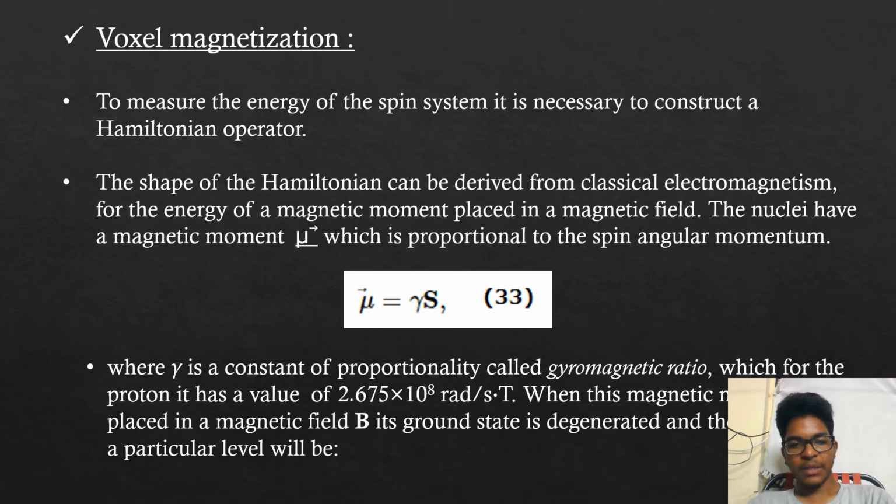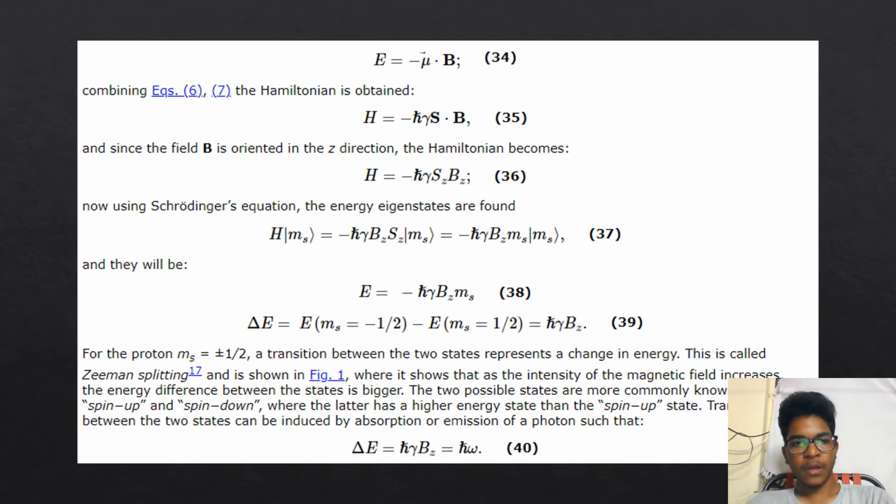Placed in the magnetic field B, the ground state is degenerate with the particular levels. Combining equations 6 and 7, the Hamiltonian is obtained, and since B is oriented in the z direction, the Hamiltonian becomes simpler. Now using Schrodinger's equation, the energy eigenstates are found. Zeeman splitting is shown in figure 1, where as the intensity of the magnetic field increases, the energy of spin up and spin down separates, where the latter has a higher energy state than the spin up state. Transition between the two states can be induced by the absorption or emission of a photon.